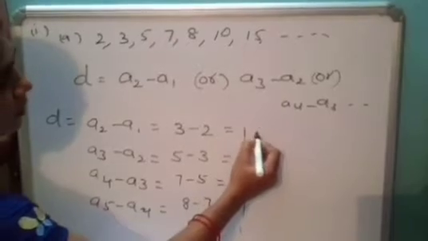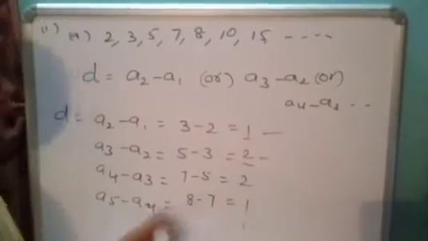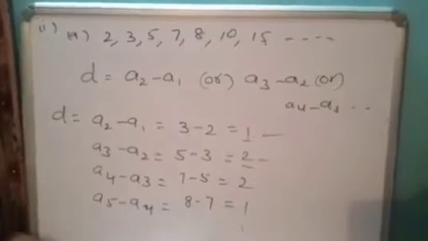In this, one difference is 1, another is 2. The common difference is different for different terms. So, it is not an arithmetic progression.